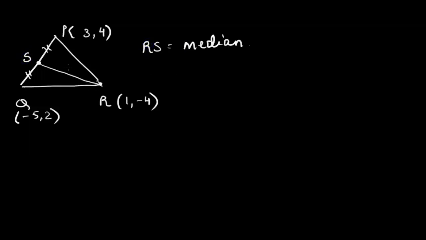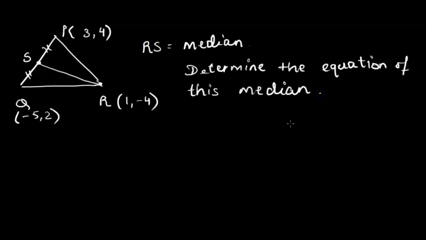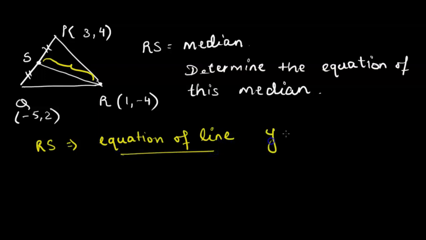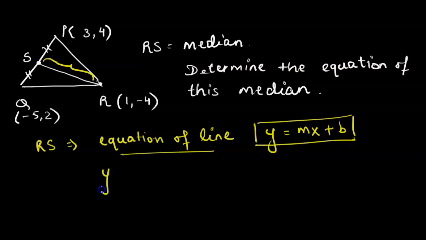Now, if we are asked to find the equation of this median, then we follow these steps. Because RS is a line segment, or a line, the equation of RS is going to follow the general formula for the equation of a line. So basically we are trying to write the equation in the form y = mx + b. We know that whenever we have to write the equation of a line, we need to find the value of the slope and the value of its y-intercept. So if we are looking for the equation of RS, then we need the slope of RS and we need the y-intercept, that is the b value of RS.